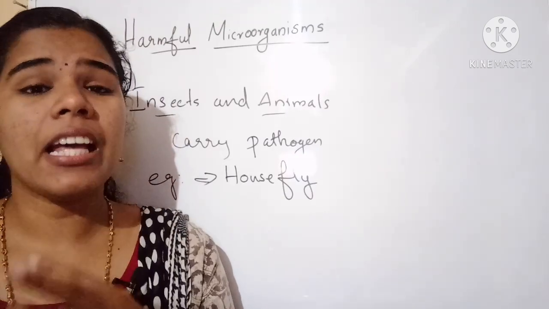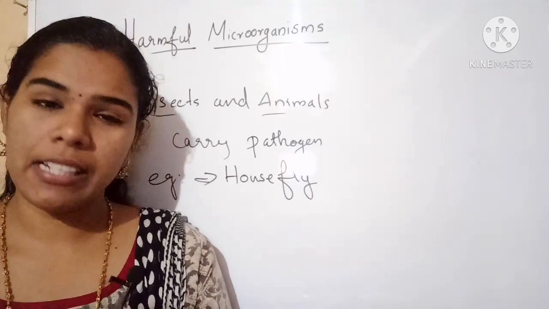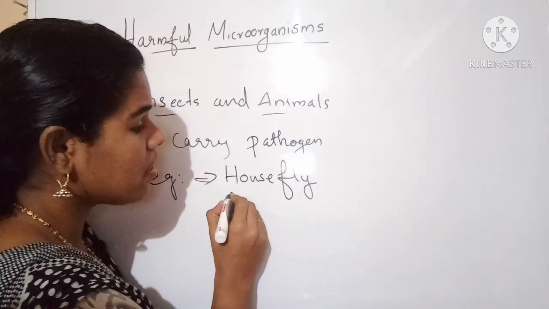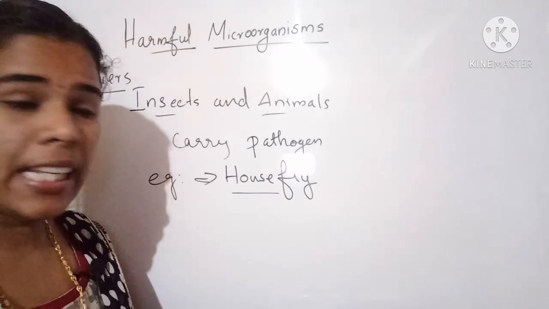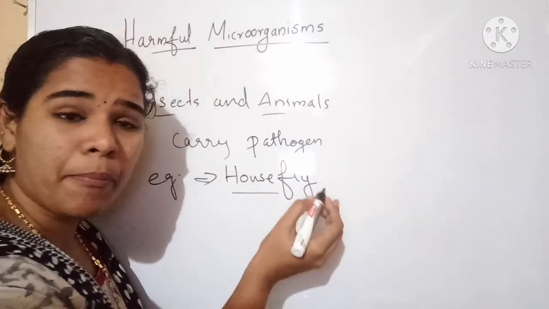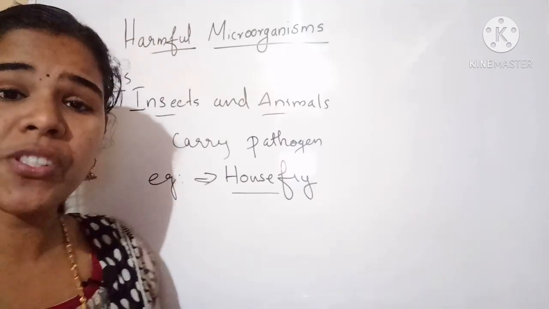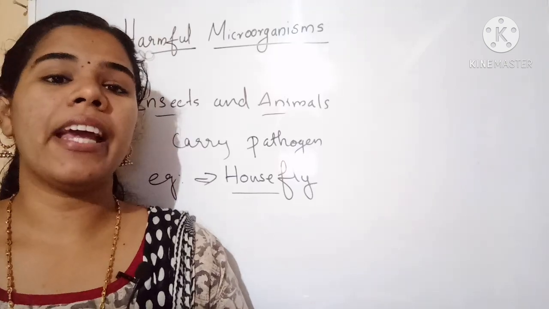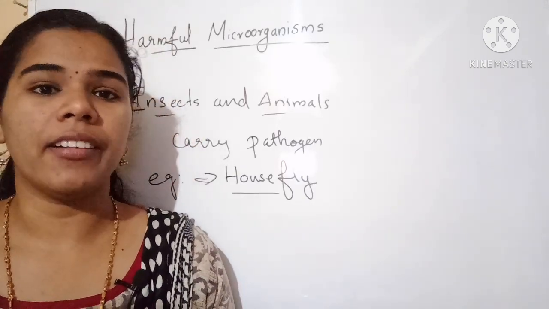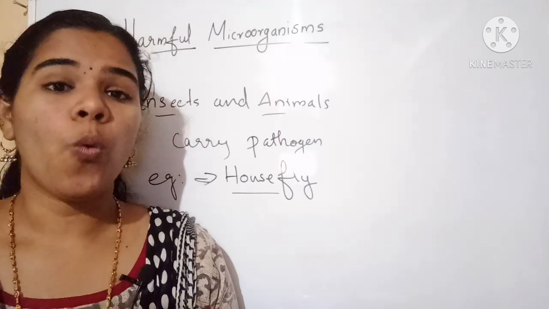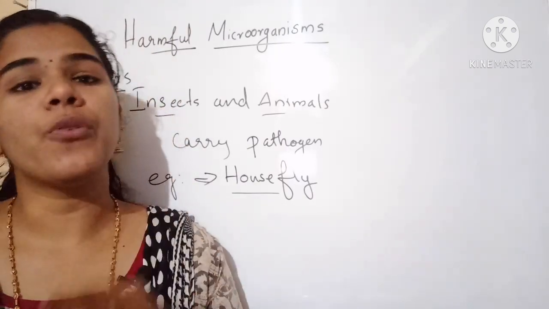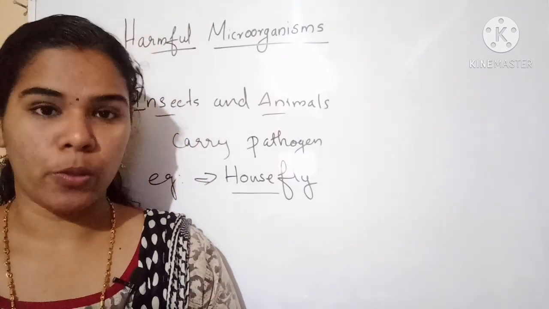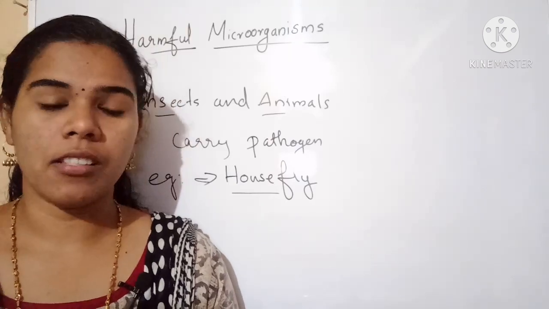So when we eat that food, what happens? It may cause diseases. Okay, so houseflies transmit disease. How? Yes, they sit on garbage waste, and they carry different kinds of pathogens, and they will again sit on other healthy food items. When we eat that open food, what happens? It may carry different kinds of pathogens. It may cause diseases also.